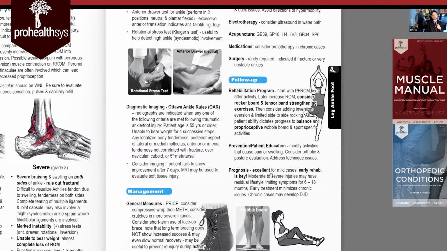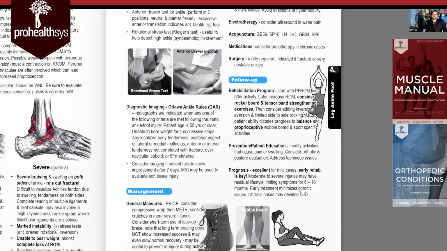Prognosis is excellent in mild cases. Early rehab is key. Get them moving, educate, empower, and graded exercise exposure. Moderate to severe injuries may take a little bit longer and may have more significant outcomes for lifestyle. And try and eliminate or minimize the development of chronic issues here by doing the appropriate rehab. Realize that if you have had a lot of chronic inversion ankle sprains, you may develop osteoarthritis or DJD of these joints later on in life.